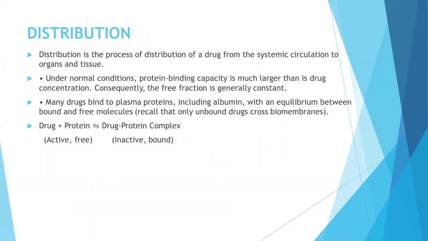Now, let's talk about the distribution of the drug. Distribution is the process of distribution of a drug from the systemic circulation to the organs and tissue. Now, under normal conditions, the protein binding capacity is much larger than the drug concentration. Consequently, the free fraction is generally constant. Many drugs bind to the plasma proteins, including albumin, with an equilibrium between bound and free molecules. Recall that only unbound drugs cross membranes. So we can see drug plus protein, which is the active or free form, gets converted into a drug-protein complex. Okay, now if both drug and protein get bound, then it forms an inactive form.